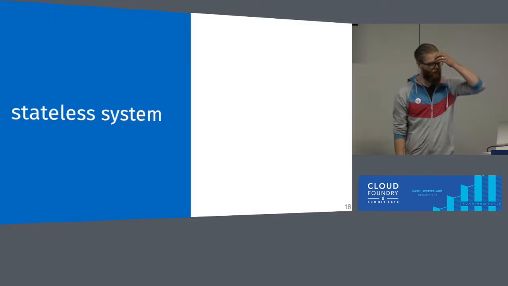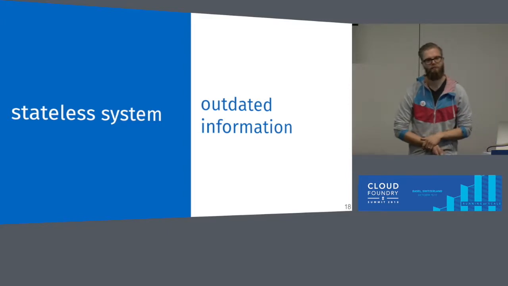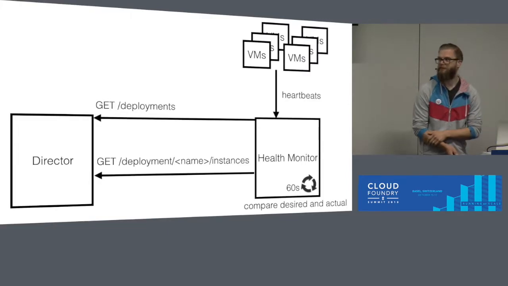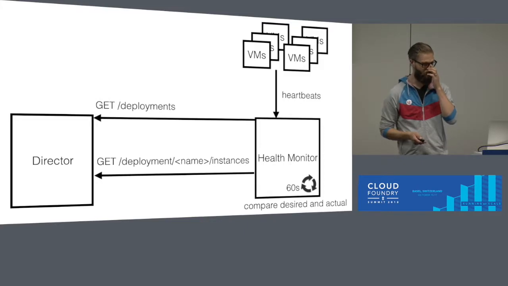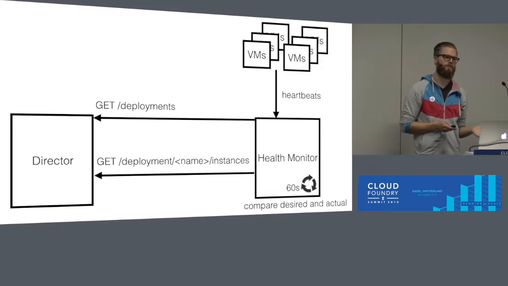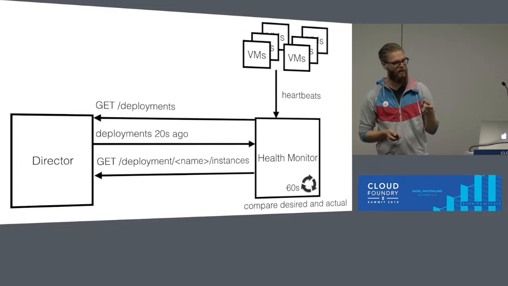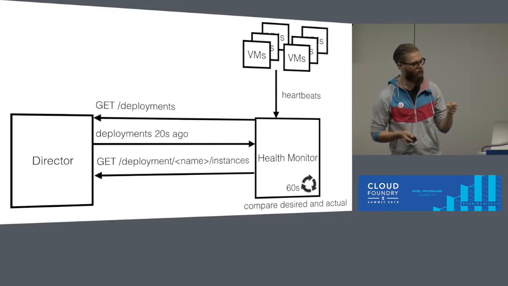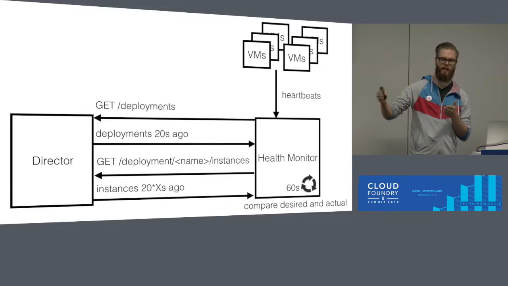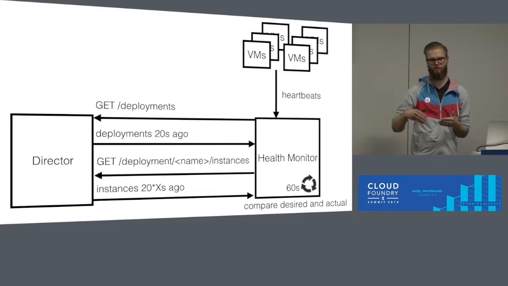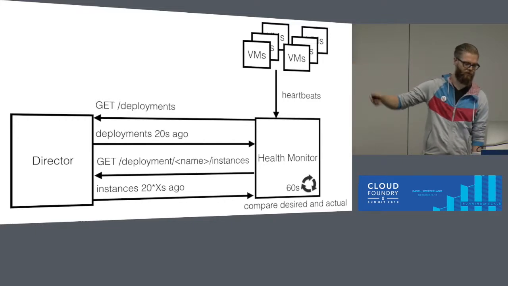Right, so now let's look at what happens if we take the stateless system, which is the Health Monitor, and feed it with outdated information. Any guesses? So here's our process. We get the list of deployments, and for each of those, we get the list of instances. But now let's say our deployments endpoint takes 20 seconds to give us an answer. As we iteratively go through all of those deployments and get the list of instances for each, the list of instances is actually 20 times x seconds old, with x being the number of deployments that you have. If you have thousands of deployments, that's going to be a pretty large number.